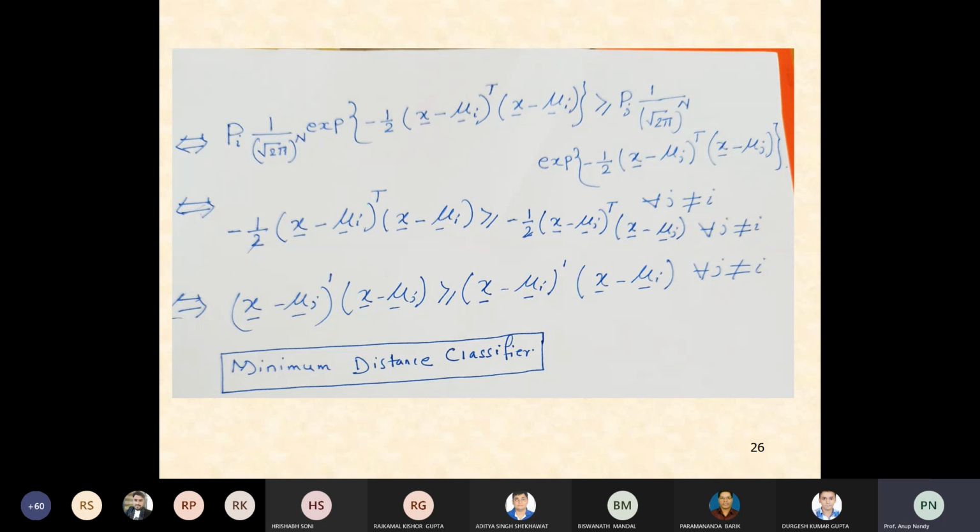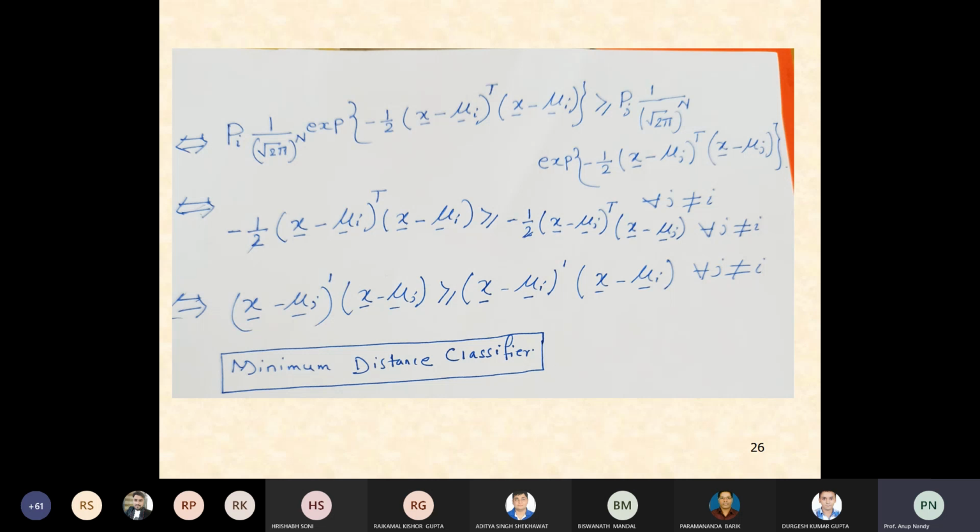And this minimum distance classifier is coming from the Bayes decision rule with certain conditions, with certain assumptions that we have made. If you don't meet all the assumptions, then you cannot derive it. The distribution must be a normal distribution. The variance covariance matrix must be an identity matrix. All the prior probabilities should be equal. So under these assumptions, you could derive a minimum distance classifier.